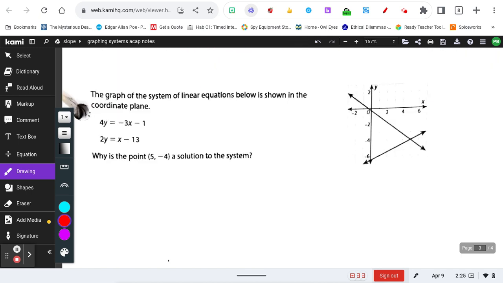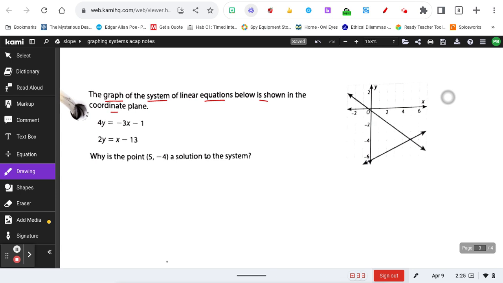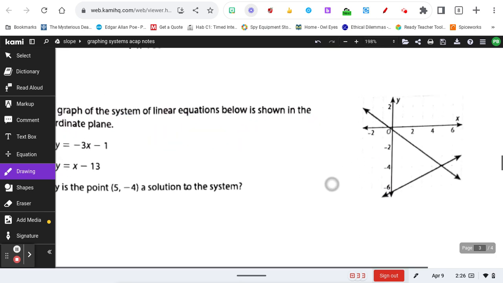Okay, let's take a look at this one. It says the graph of a system of linear equations below is shown in the coordinate plane. So I can tell you, let's see, this one. If I divide each of these by 4, I get y equals -3/4 x minus 1/4. So I'm looking for a y-intercept of -1/4, which is slightly below 0.